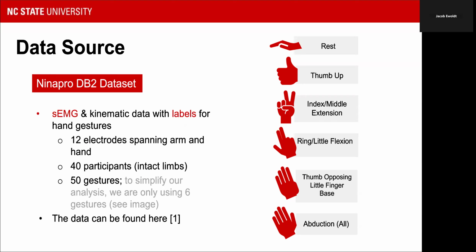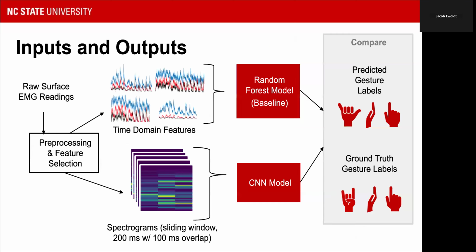However, to keep the scope manageable and reduce class imbalance, we selected a representative subset of 6 gestures. These are shown on the right side of this slide. These were chosen to reflect a diverse range of muscle activations, including flexion, extension, and abduction. Each gesture trial is accompanied by precise ground truth labels and kinematic data, which made this dataset ideal for training both a baseline and a deep learning model.